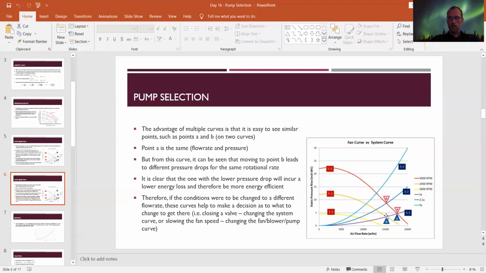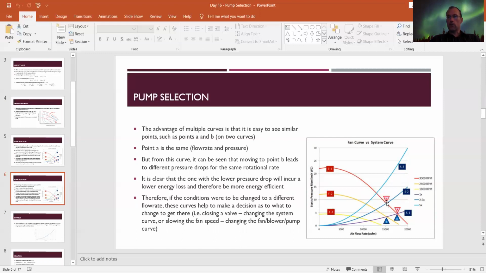The other option I have to get to this lower flow rate is to not change the pump at all, so keep the same rotational speed, but change the system. So go change some valves to some different things. And that gets me to this other system curve. So same pump curve, but different system curve gets me to that same exact flow rate.